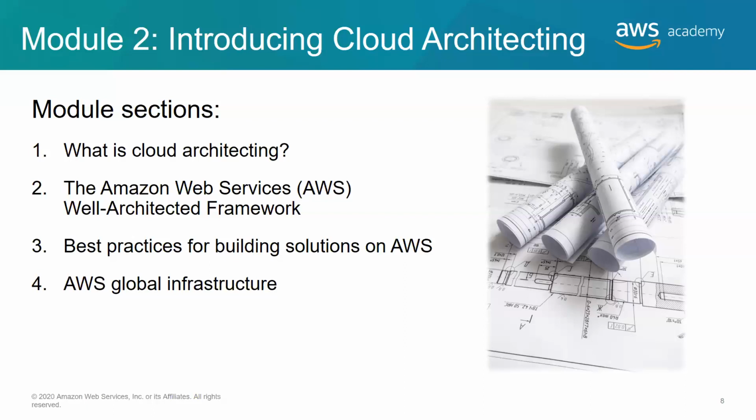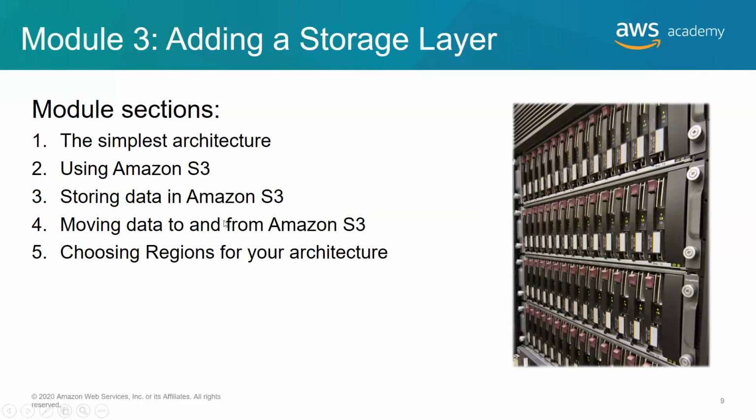Module 1 is nothing but what all things that we are going to cover. Now in module 2, we are going to discuss cloud architecting, Amazon Web Services, the well-architected framework, best practices, global infrastructure. In module 3, we are going to discuss the S3 bucket, storing your data in the S3 bucket, moving your data from Amazon S3 to some other S3, and choosing the region for the architecture.